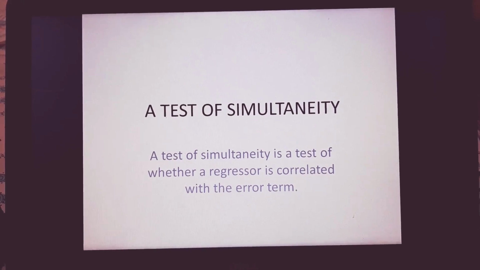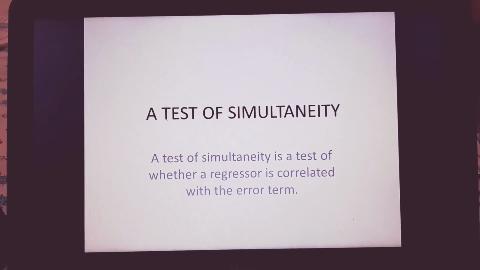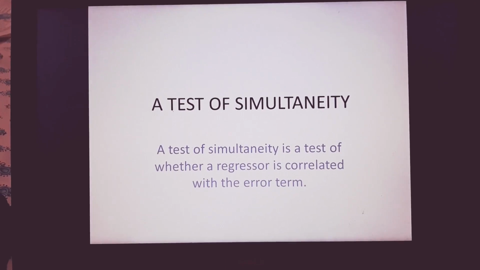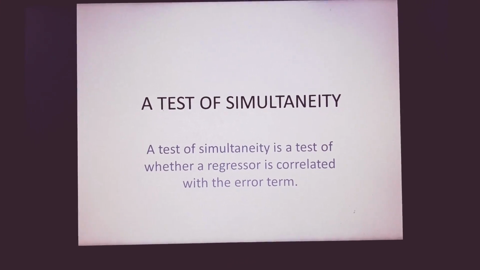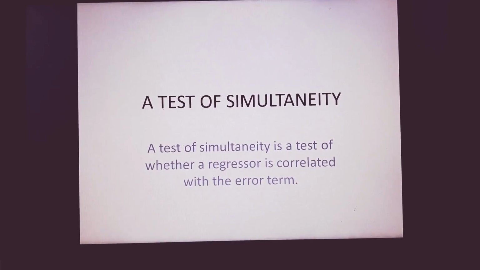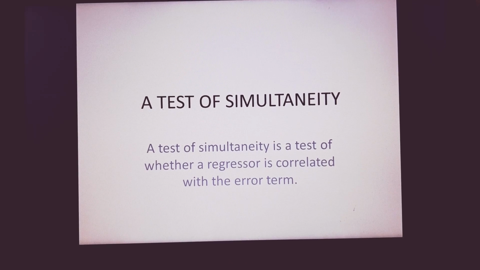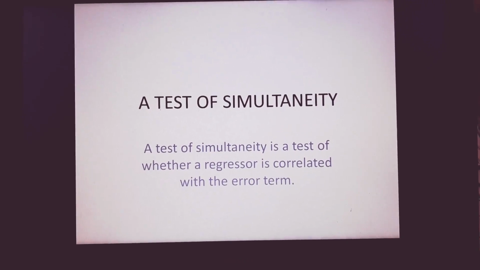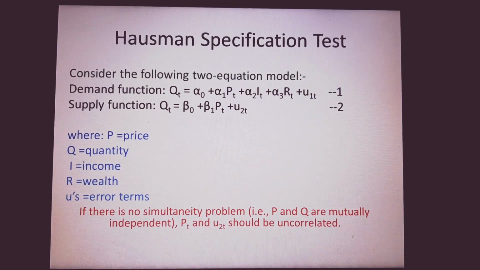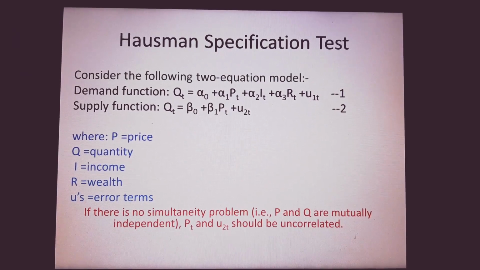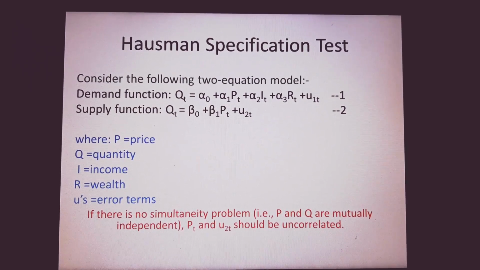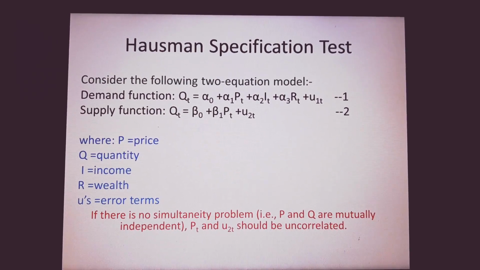We know the simultaneity problem occurs because some of the regressors are endogenous and are therefore likely to be correlated with the disturbance term. Therefore, a test of simultaneity is a test of whether an endogenous regressor is correlated with the error term. If it is correlated, then the problem of simultaneity exists, and if it is not, then we can simply apply the OLS method of estimation. Now, to find out which is the case in our situation, we can use the Hausman specification error test. This test is used for testing the simultaneity problem.